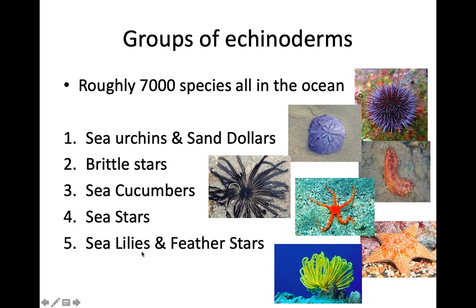Then lastly are sea lilies and feather stars. These are sea lilies right here, and these are feather stars. And these are all filter feeders. They have these long feathery arms that have little tube feet on them. You can see them. It gives them the feathery appearance. They wave those around in the ocean, and that's how they catch plankton, and that's how they get their food.